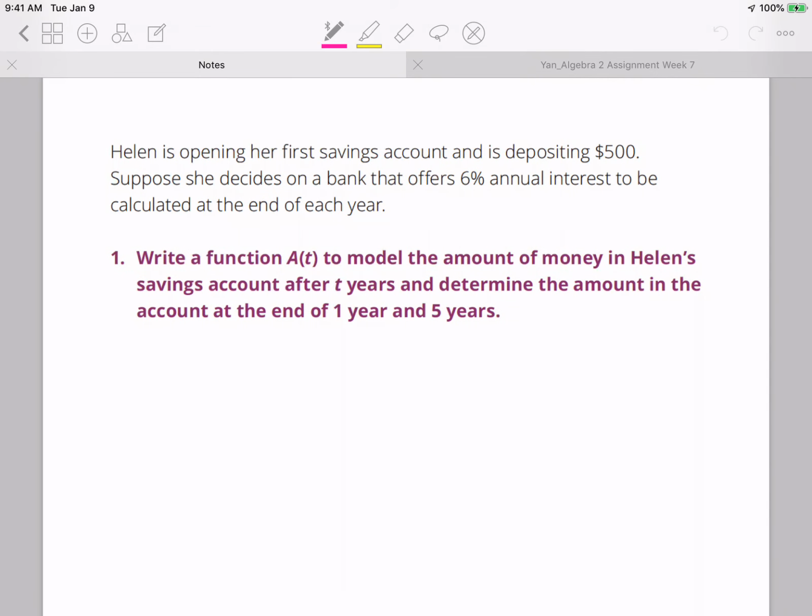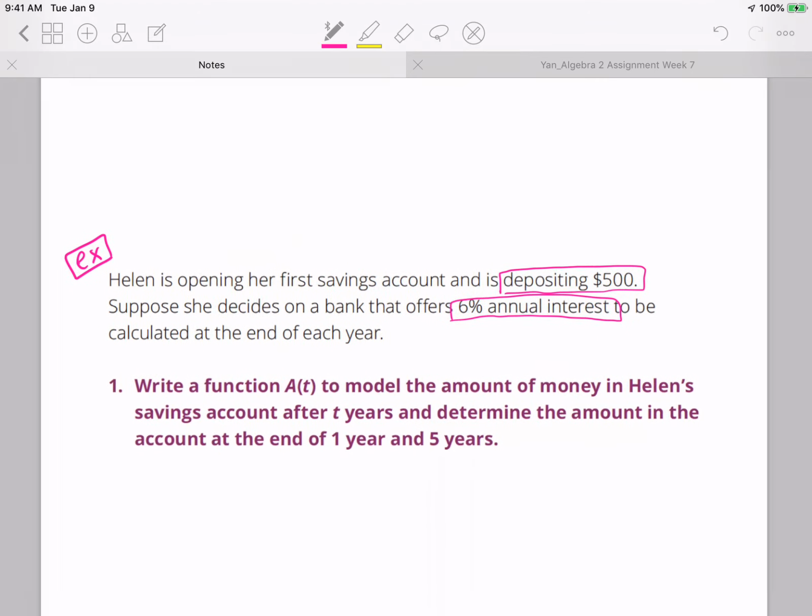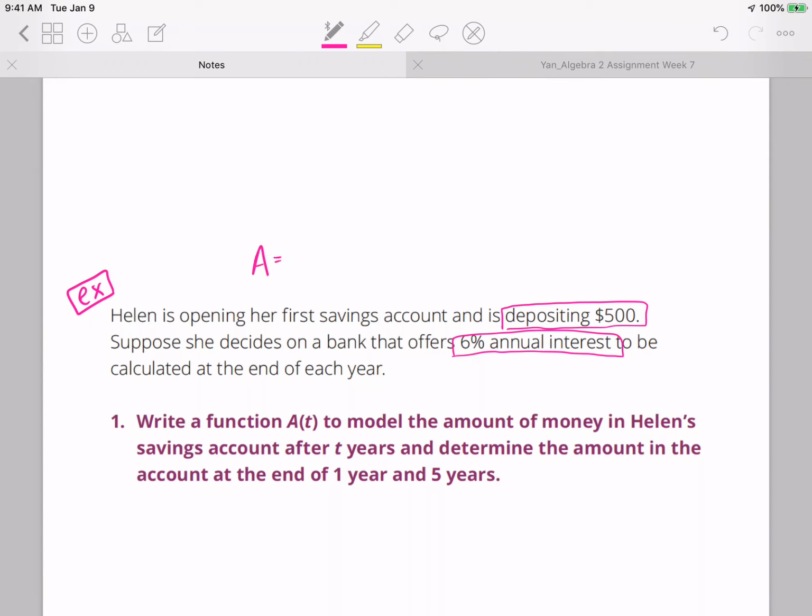This is one of the examples from the book. We have a scenario here. Helen is opening her first savings account and is depositing $500. Suppose she decides on a bank that offers 6% annual interest to be calculated at the end of each year. So it's kind of like what I said earlier. She is putting in money, and this bank gives her 6% annual interest calculated at the end of each year. If I were going to use my formula from earlier, I'm going to write it right here.